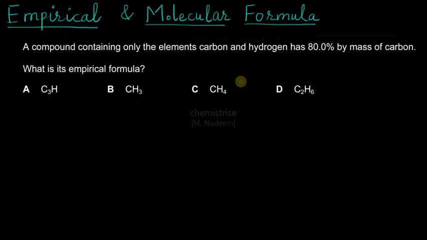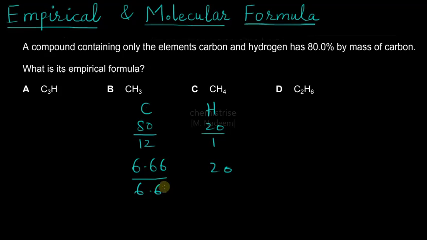Let's see this MCQ in which we have a compound containing only carbon and hydrogen, while 80% is carbon. We have to find the empirical formula. That means carbon is 80%, while hydrogen, definitely, would be 20%. So divide both of them by their atomic masses. For carbon it would be 6.66, while for hydrogen it's 20. Then divide both of them by the smallest number, that is 6.66. So we get 1 over here and 3 over here, and the formula would be CH3.